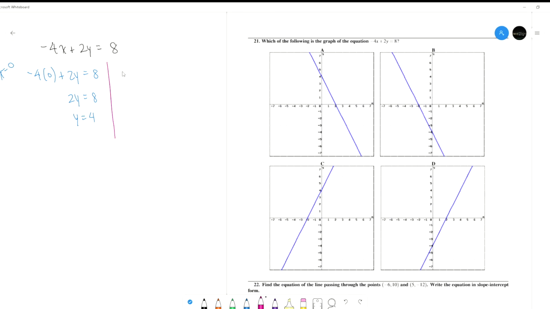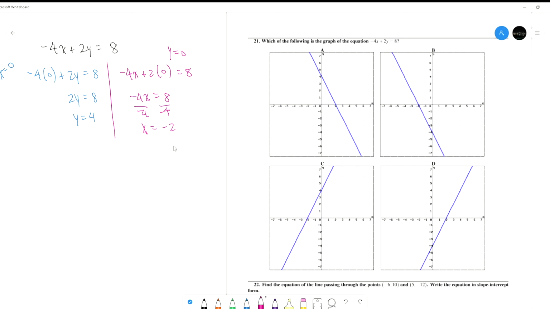Then you do the same thing and you make y equal 0. So this is for y is equal to 0. So you get negative 4x is equal to 8. Therefore, you get x is equal to negative 2. Does that make sense?